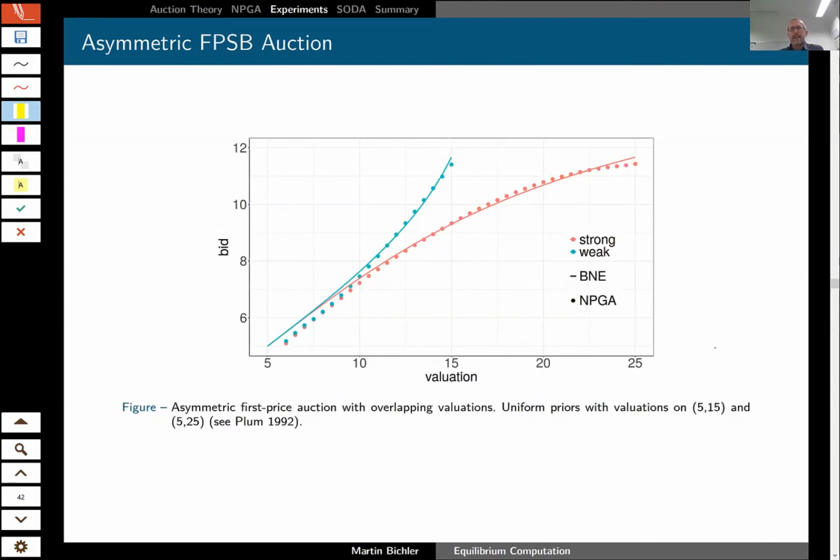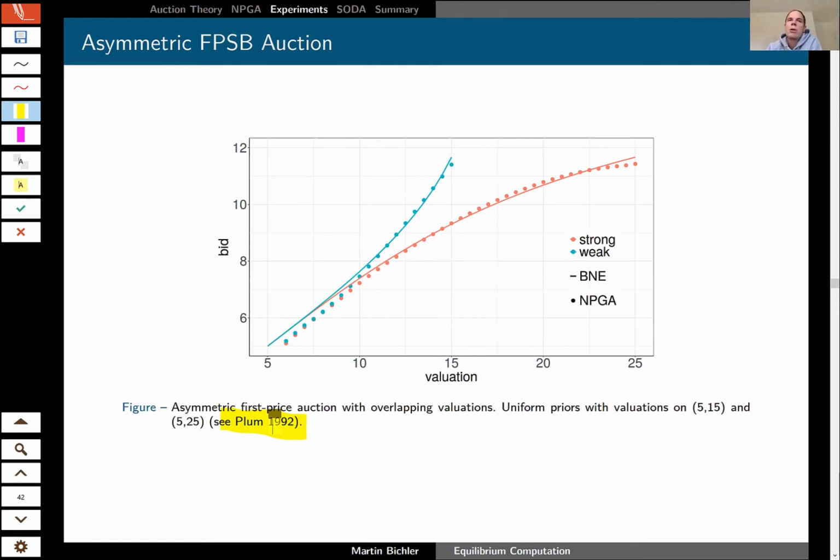Since you were asking, this is now a picture of the Bayes-Nash equilibrium strategies for asymmetric priors. So there is a well-known paper by Plum from '92. And we have a strong and a weak bidder, and the solid line is the analytical result. The dotted line mimics the outcome of NPGA. Right? So this is kind of the type of results you get. Of course, with NPGA, you would also get a continuous line, so the dots are just here to mark a difference to the analytical result.